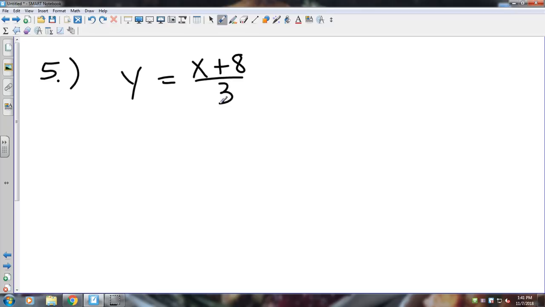So this is, by the way, a function. But the domain for this is actually all real numbers. I can put anything in there. It doesn't matter.